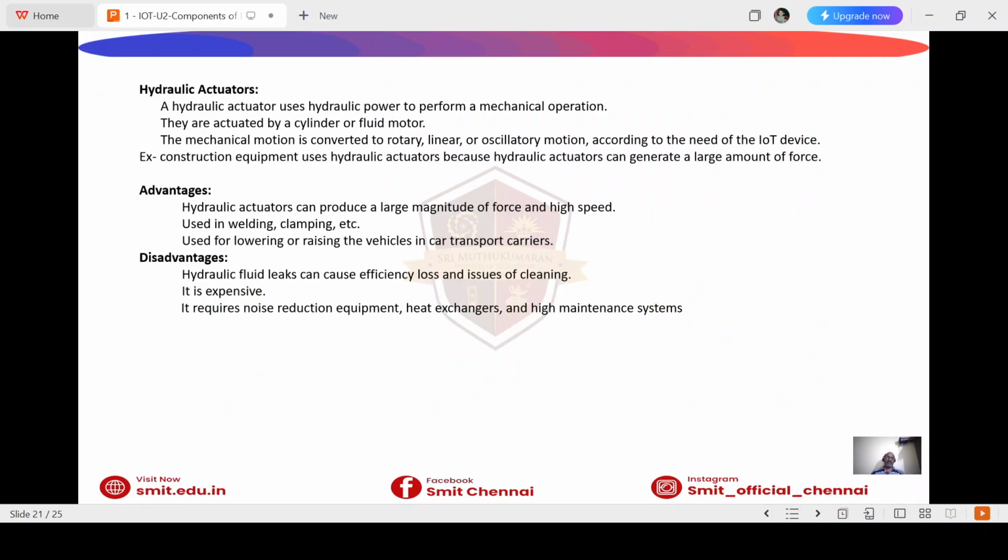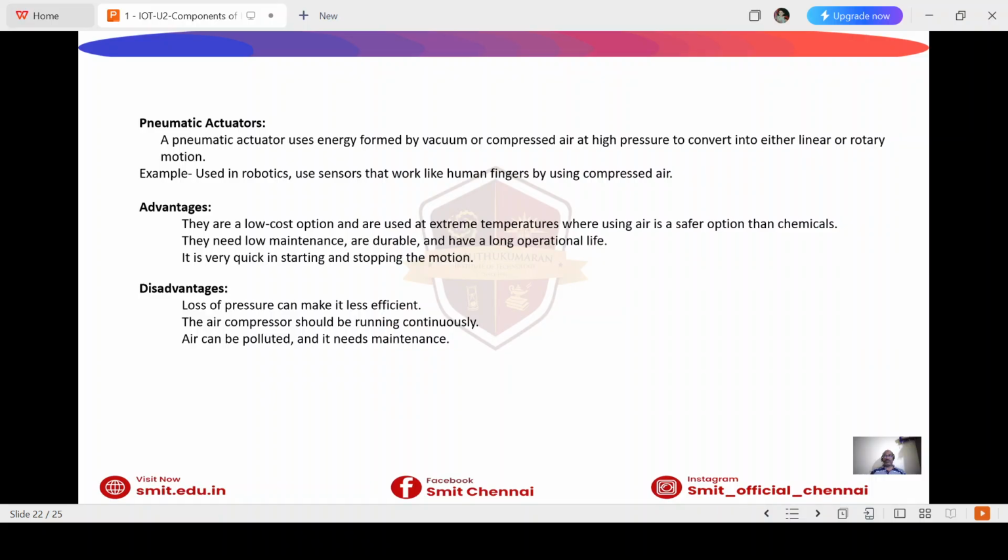And again we have so many types: hydraulic actuator. It all comes under mechanical only, but hydraulic and pneumatic both varieties are there. Hydraulics works based on the fluid present in the cylinder. Whereas the pneumatic works based on either vacuum or compressed air pressure. So these are the two main actuators.